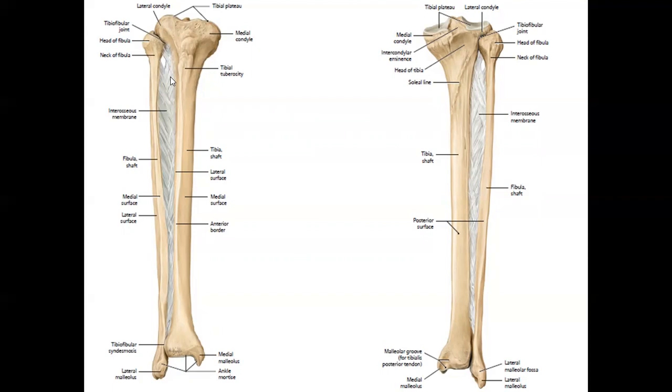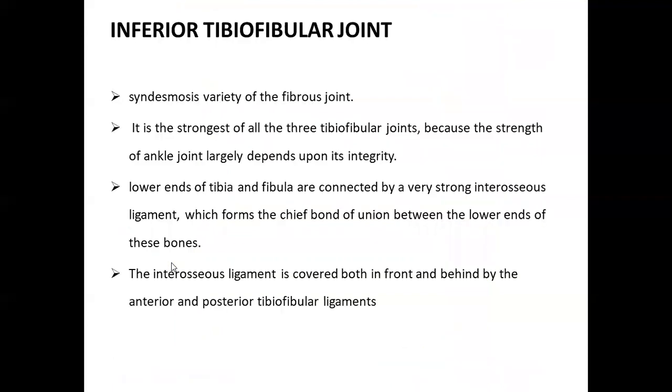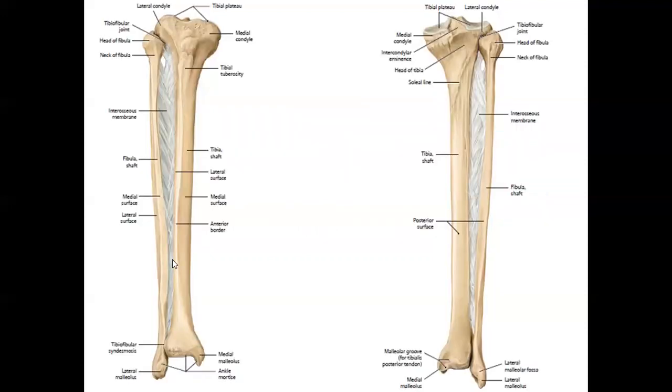The joint is wider above, whereas it is narrow below, and lower down, it blends with the interosseous ligament of the inferior tibiofibular joint. The interosseous membrane has a small opening in its lower part that gives passage to the perforating branches of the peroneal artery. Now, what are the functions of this interosseous membrane?